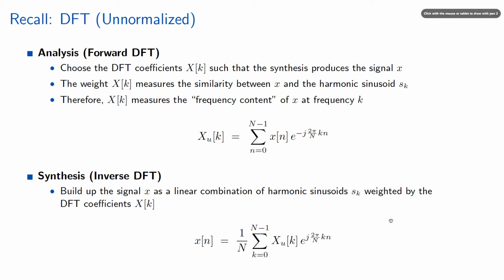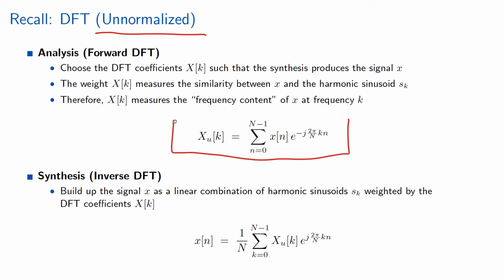DFT. And for this lecture, we're going to focus on the unnormalized version of the DFT. And just remember, it has an analysis formula. In the analysis, what we're doing is computing coefficients X_k that measure the frequency content of the signal x at the frequency k. They do that through this inner product between the signal and a harmonic sine wave basis function at frequency k. This inner product basically measures the similarity between the signal and that particular sine wave.